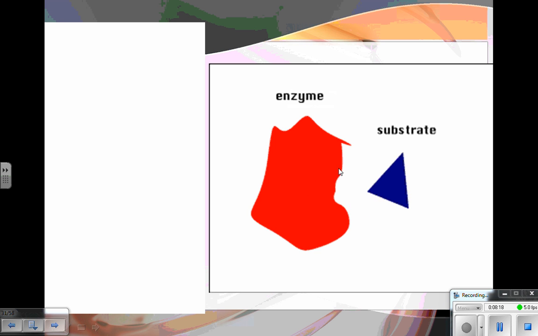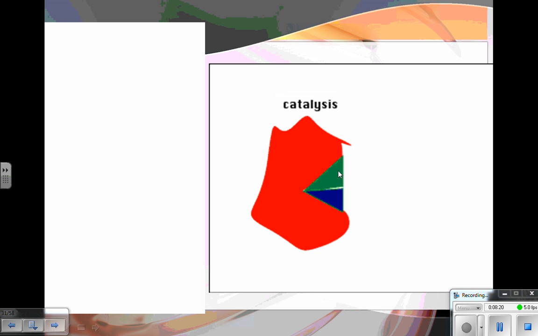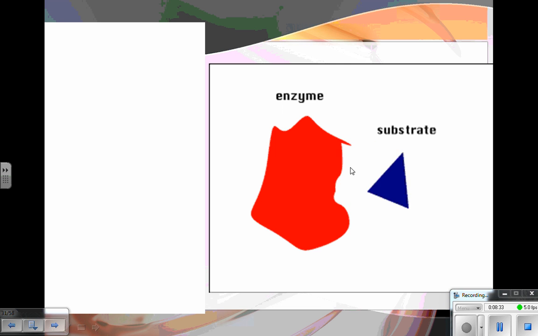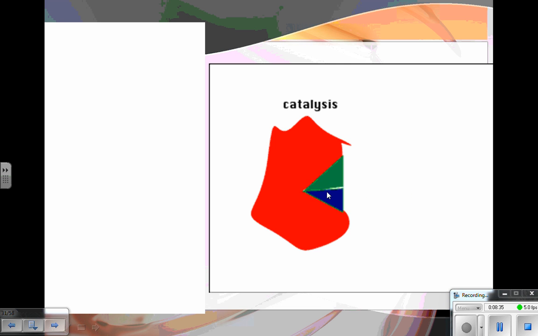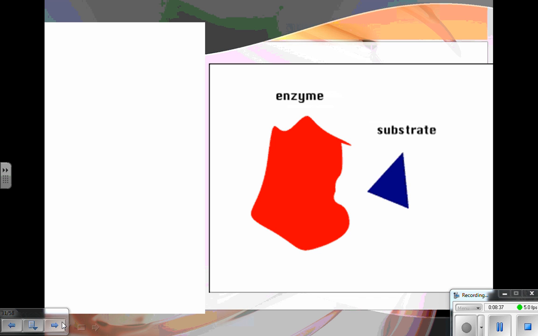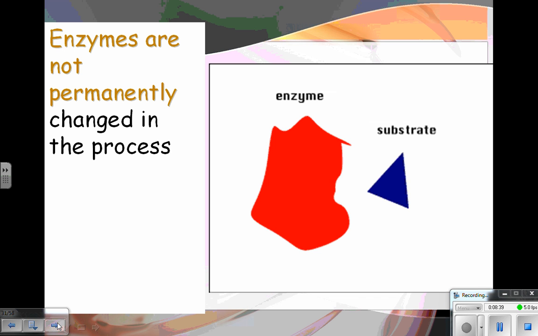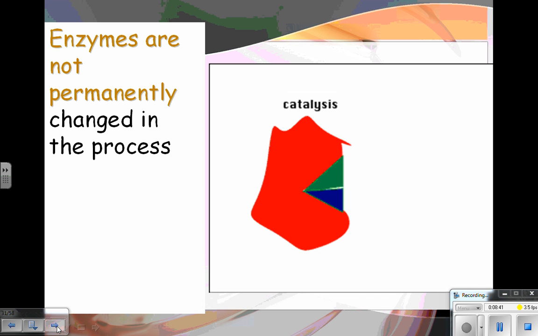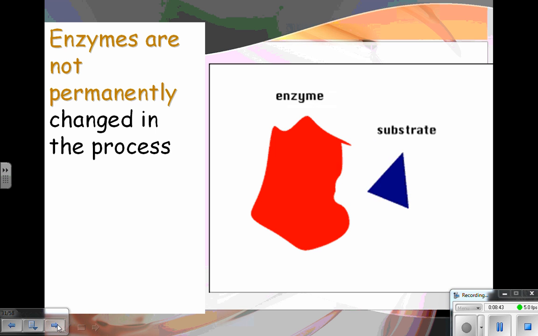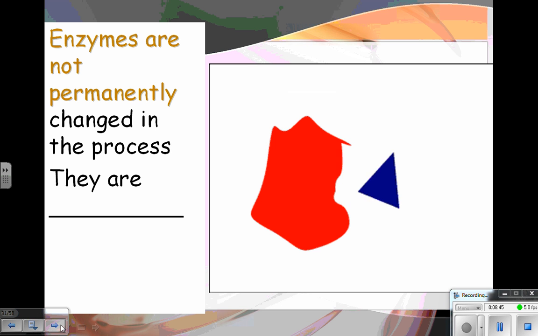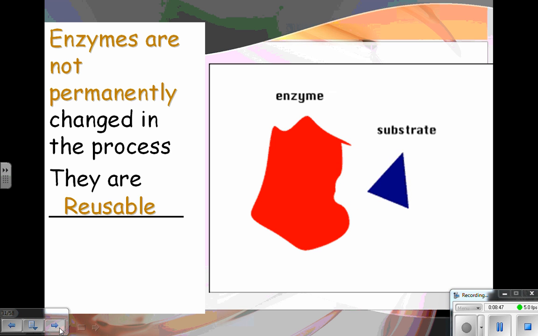One other really interesting thing about this is something called the induced fit, which I'm going to talk about soon. If you look at this, it's not exactly the right shape yet, and so that's how we think enzymes probably work. The substrate will actually change the shape of the enzyme enough so that it works. So the initial fit is a little bit different until the substrate actually goes in, but they're still super, super specific. Enzymes are not permanently changed in the process, so they're used again and again. They are reusable.